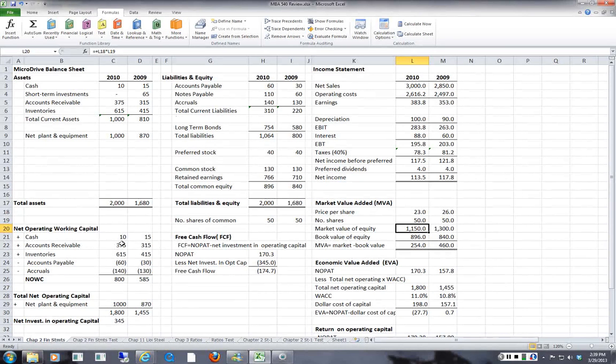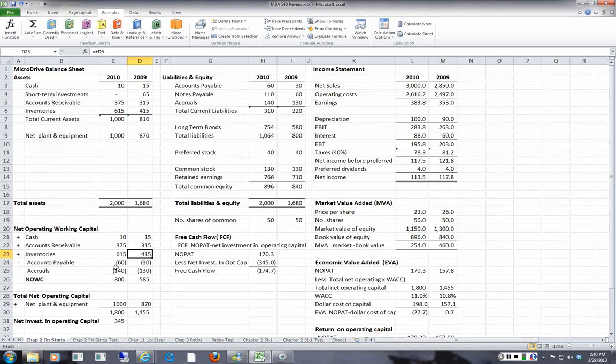So in order to do that, we want to take net operating working capital, and we're going to pull down. You can see we took the $10 in cash, $375 in accounts receivable, and $615 up there in inventories. And then we did the same for the $15,000, $315, and then $415. You can see we left off that short-term investment because that really is not an operating part of the business.